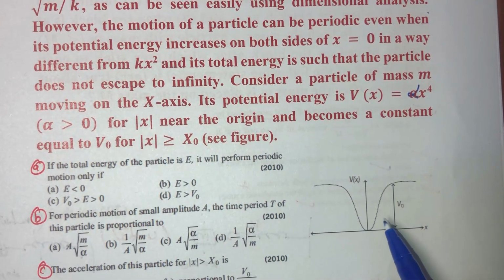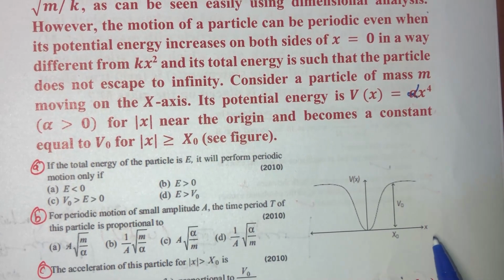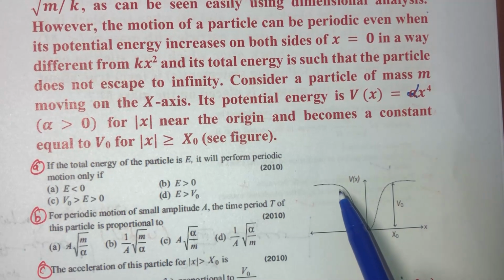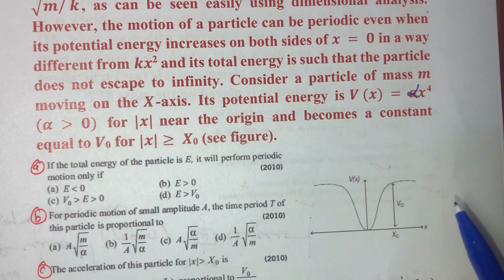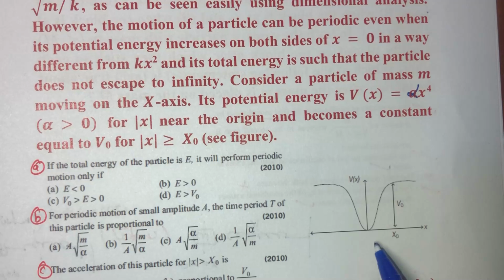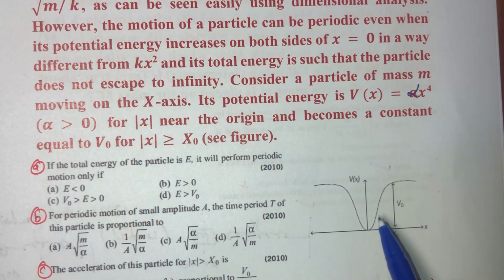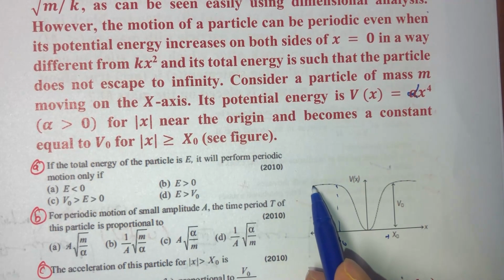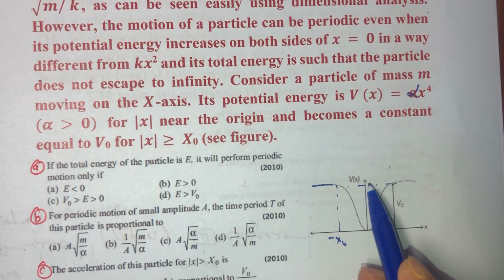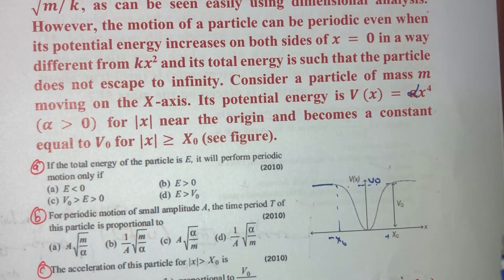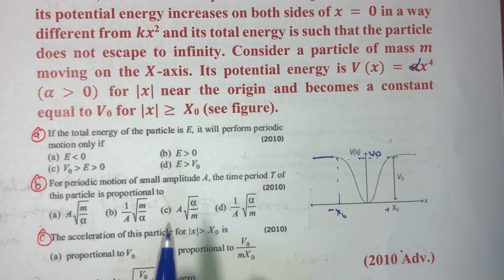So this is a figure plotted between the potential energy V(x) and the displacement x. For the values near the origin, the potential increases on both the plus and minus x sides, whereas for the values greater than x₀, for both positive as well as negative x₀, it becomes constant at V₀. So this is our V₀.